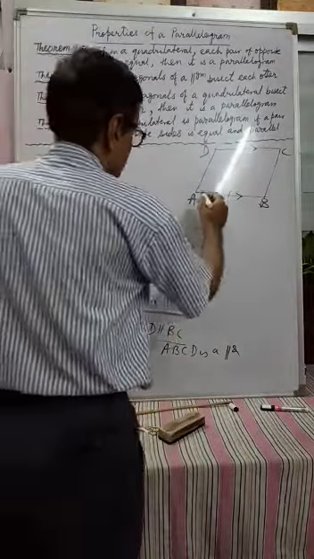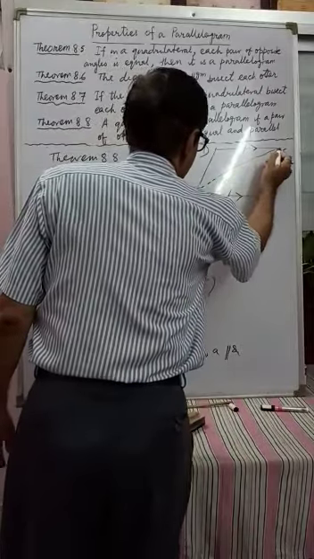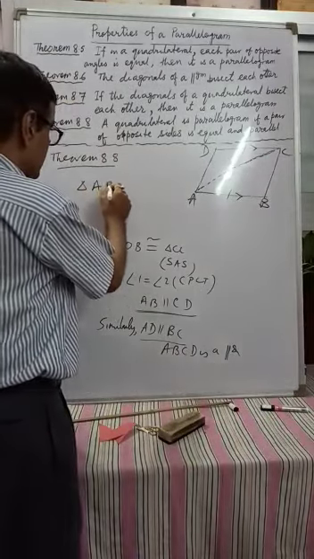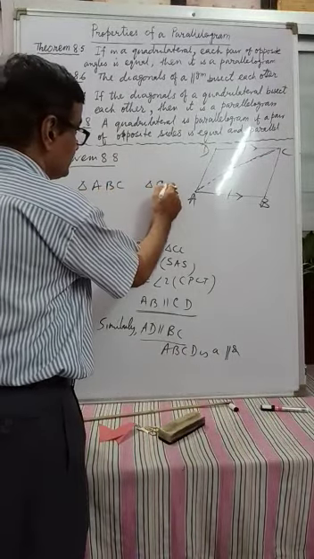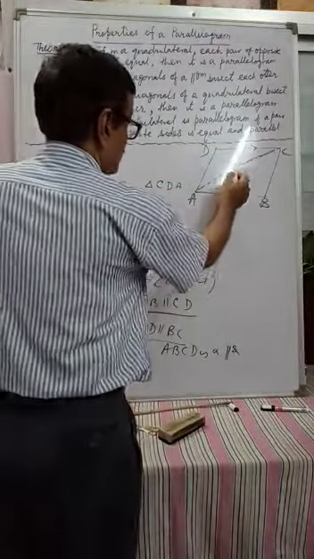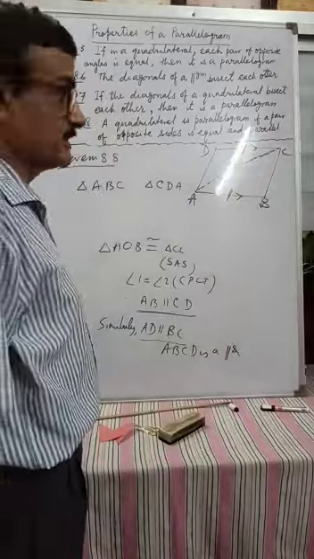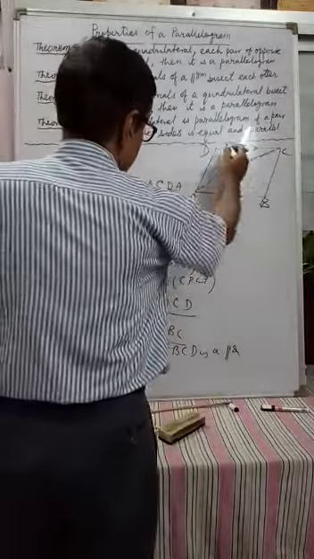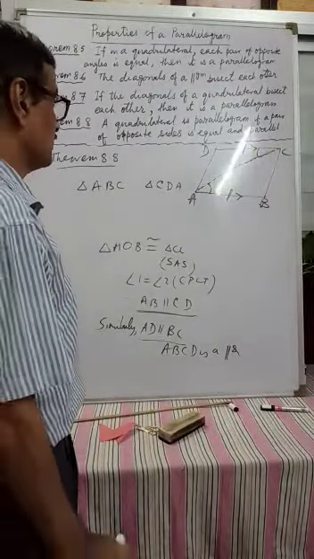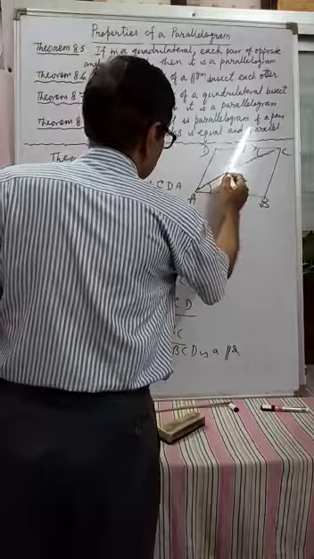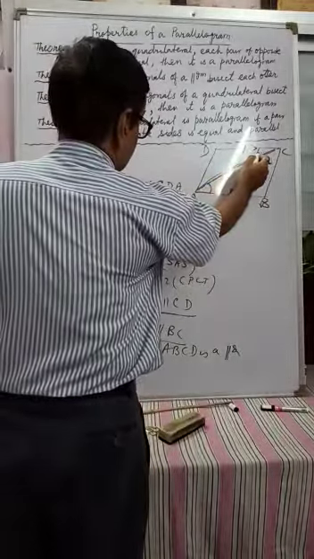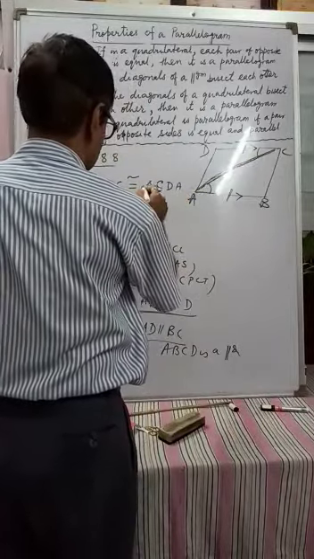For that construction, what we will do? We will join AC. Now in these two triangles ABC and CDA, AB is equal to DC, that is given, and since AB is parallel to DC, these two angles are alternate interior angles, they are equal, and AC is equal to CA. So by side angle side, these two triangles are congruent.